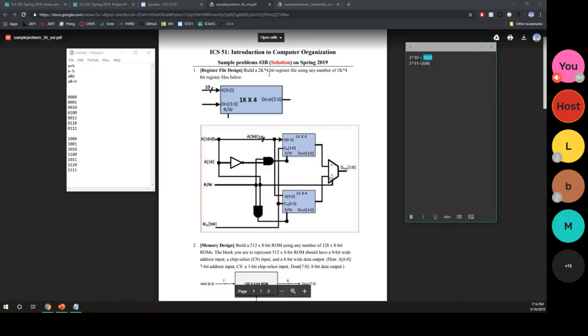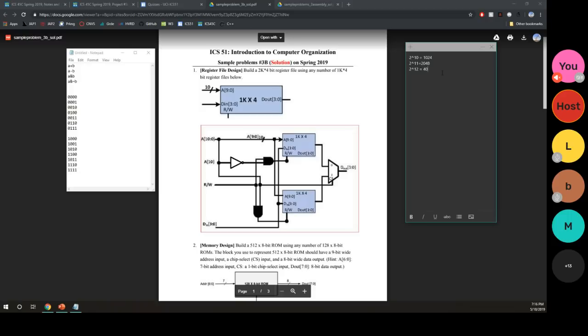If you wanted to have an 8K register file, it would be 8K by 4. Or, if you wanted to make an 8K by 4 register file using only 1K by 4 register files, then there would be 8K 1 by 4 register files, right? No, there wouldn't. Wait, hold on. Okay, let me do the math.